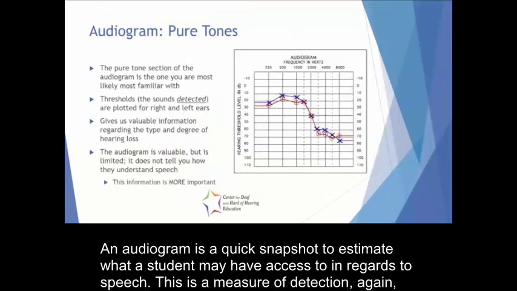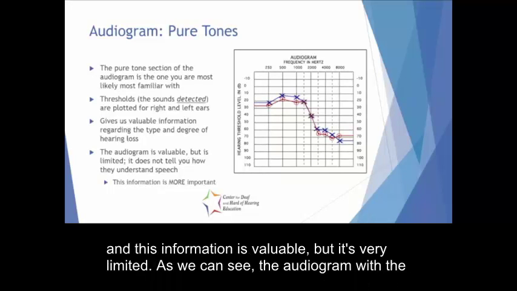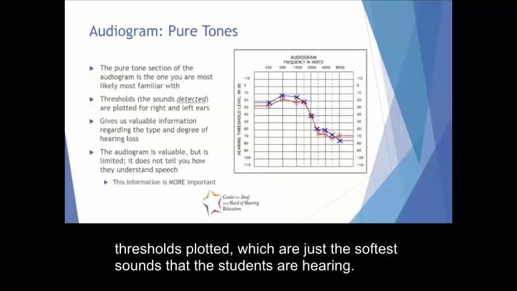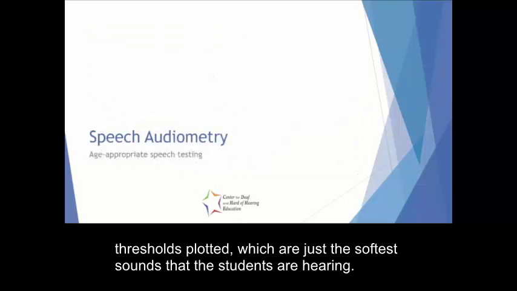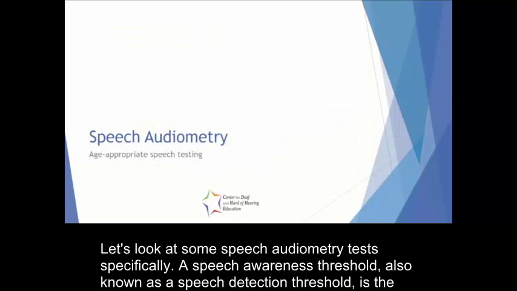An audiogram is a quick snapshot to estimate what a student may have access to in regards to speech. This is a measure of detection, again, and this information is valuable, but it's very limited. As we can see on the audiogram with the thresholds plotted, which are just the softest sounds that the student is hearing. Let's look at some speech audiometry tests specifically.